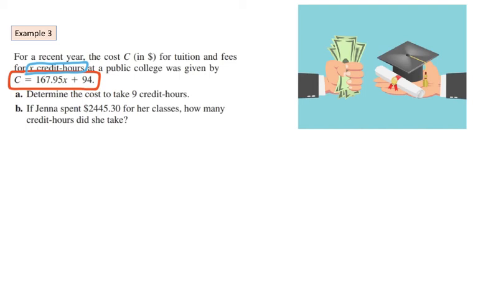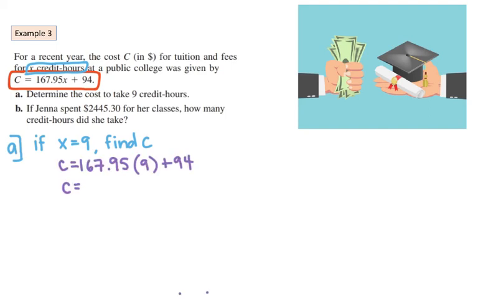So first question says, what's the cost to take 9 credit hours? So they're saying if X equals 9, the number of credit hours equals 9, then we should find the cost. So this is a case where we just replace X equals to 9 in the original equation and calculate C. So we replace 9 where it said X in the original equation. We put that in our calculator and we get a final cost of $1,605.55 if you want to take 9 credit hours at this college.